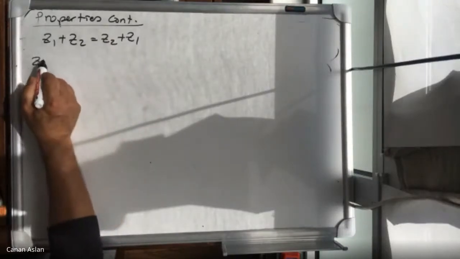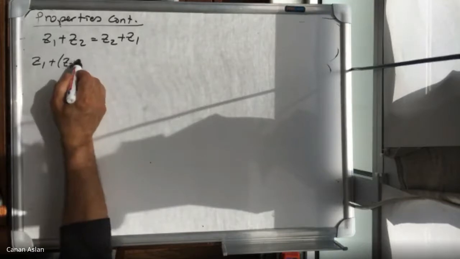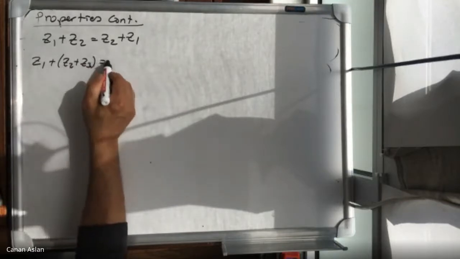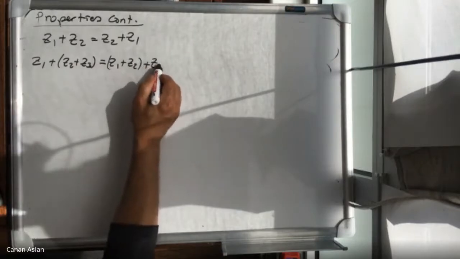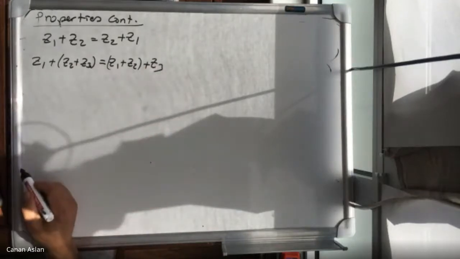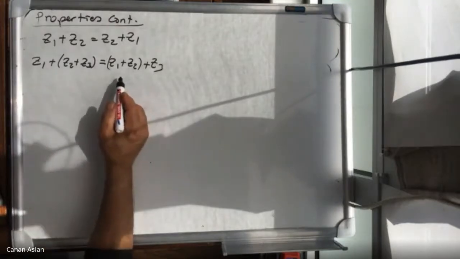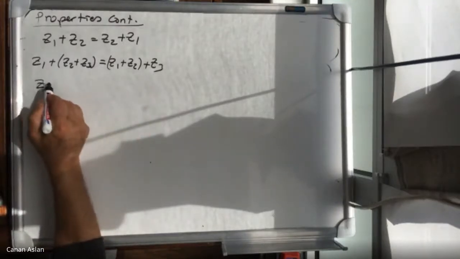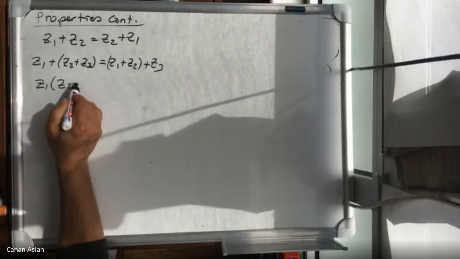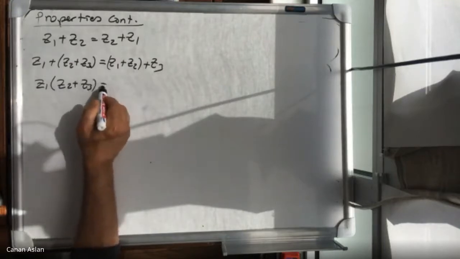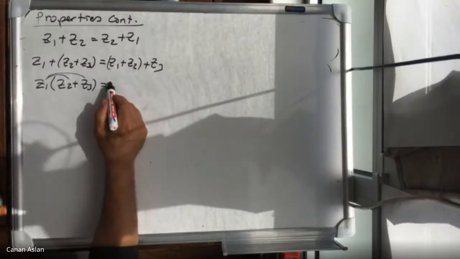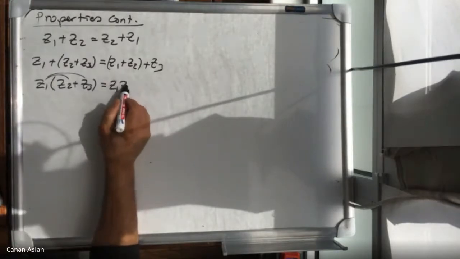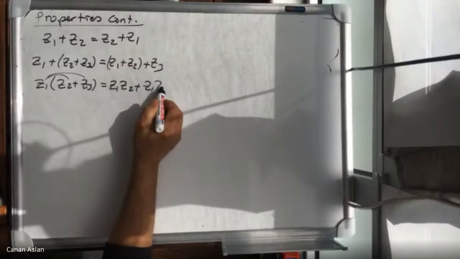Also, z1 plus z2 plus z3 is exactly equal to z1 plus z2 first and then z3. Nothing changes. Okay, so this is the property. You will remember if you have z1 multiplying z2 plus z3, it's nothing but the sum of the individual multiplications, which is z1 z2 plus z1 z3.